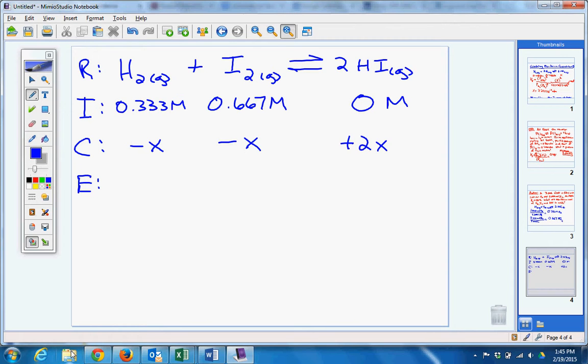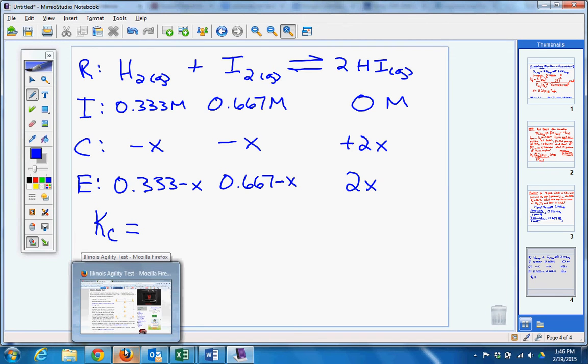Tim? 0.333 minus x. Yeah, that's all we're going to do, because it's going to lose some. What do you think we do for the next one, Will? 0.667 minus x. You're a quick learner. And what about the last one? What do you think we have to do? 0 plus 2x. All right, 2x. So now we need to write our Kc.